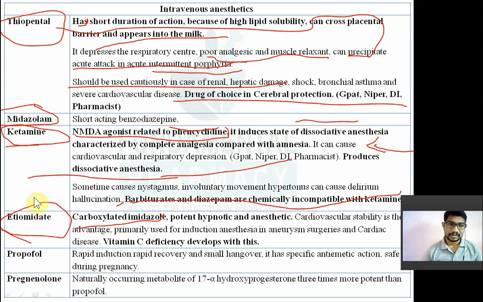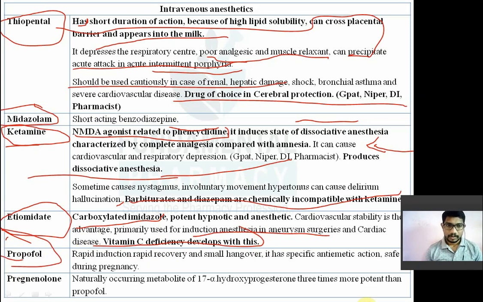Compared to the others, it causes less cardiovascular depression. And it is primarily used in the induction of anesthesia in aneurysm surgery. Aneurysm surgery means, for example, bypass surgery. So there is a type of aneurysm surgery, on cardiac disease, where that is maximum. Aneurysm surgery means there is a block in a blood vessel that has to be removed. Again, use of this drug is associated with vitamin C deficiency. It can develop vitamin C deficiency.